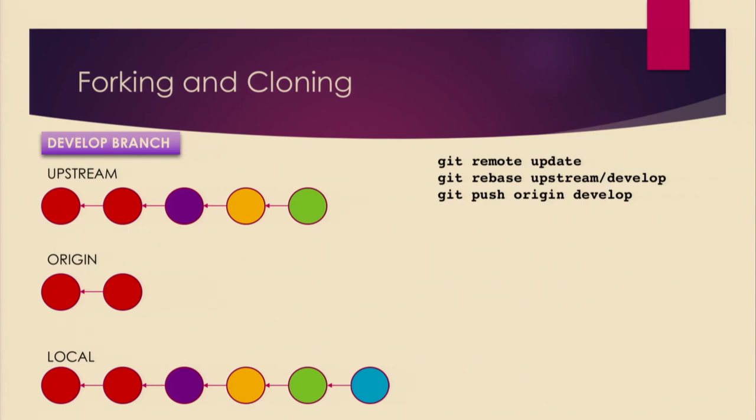I want to make sure that this is also in sync with my fork version of the repo. So now I'm going to do a git push origin, which is the repo that I own, and push my develop branch into origin. We do a git push, this goes up, we're in sync, everybody's happy. Yay. Now, this is the happy path.